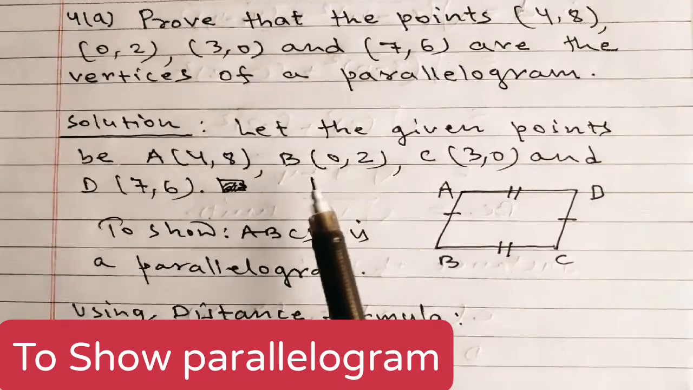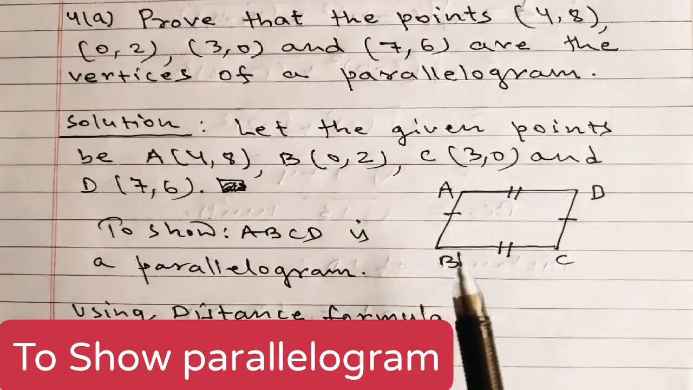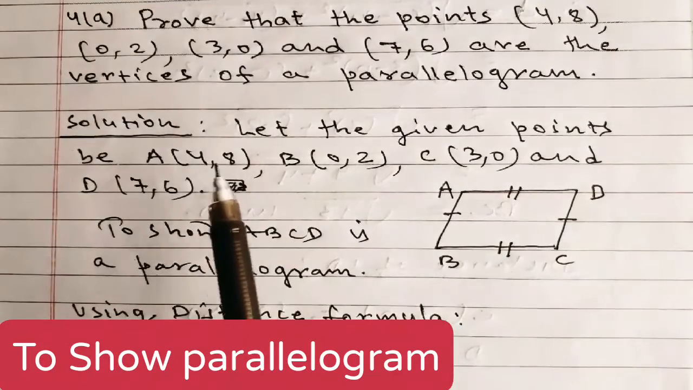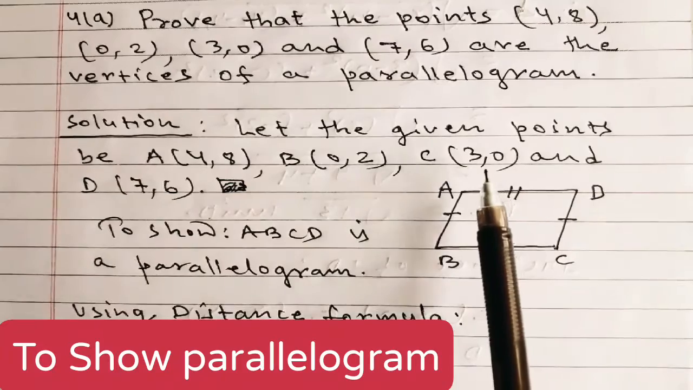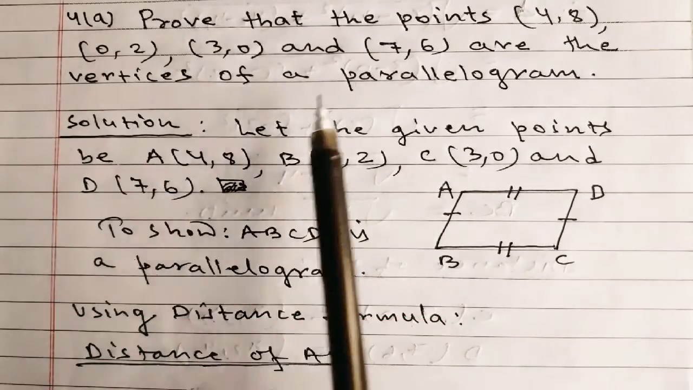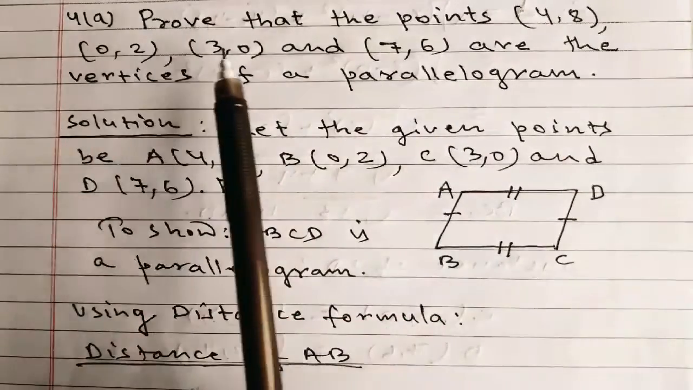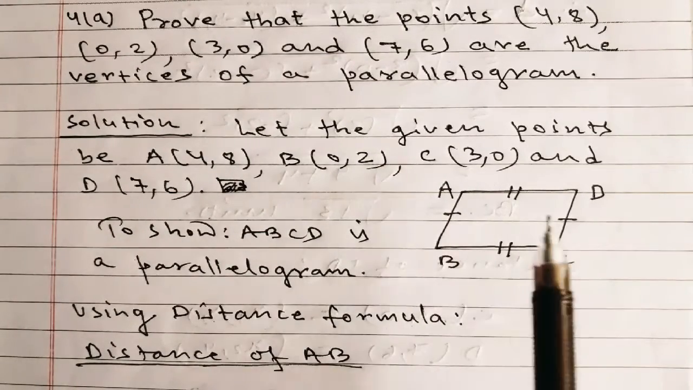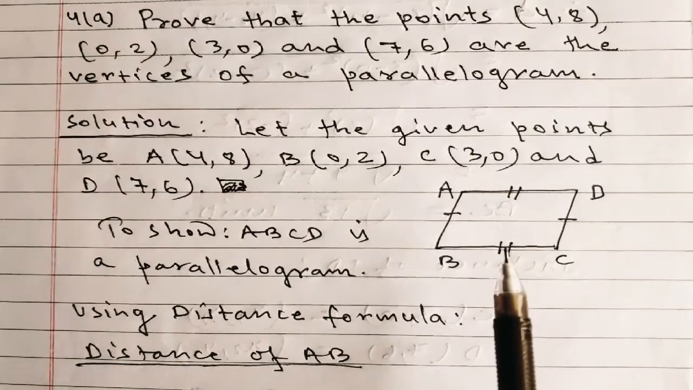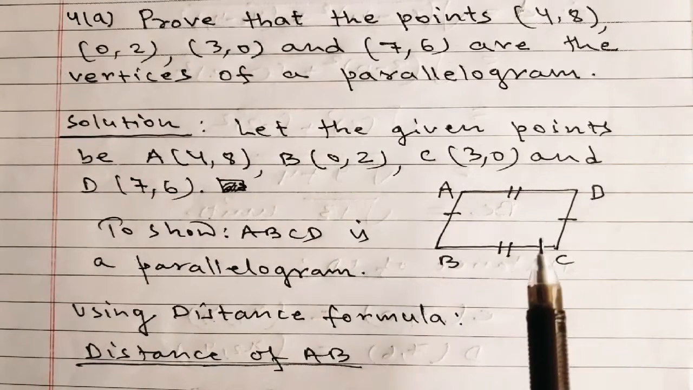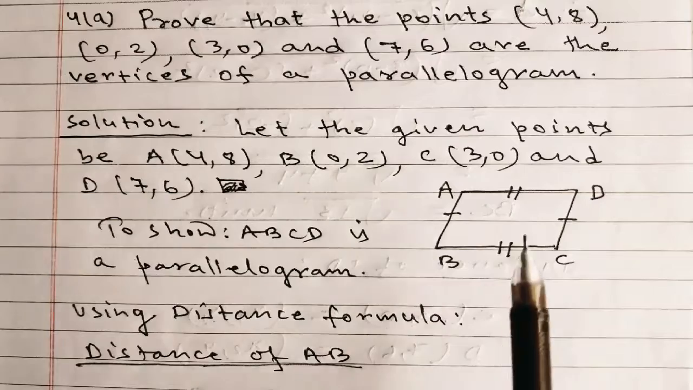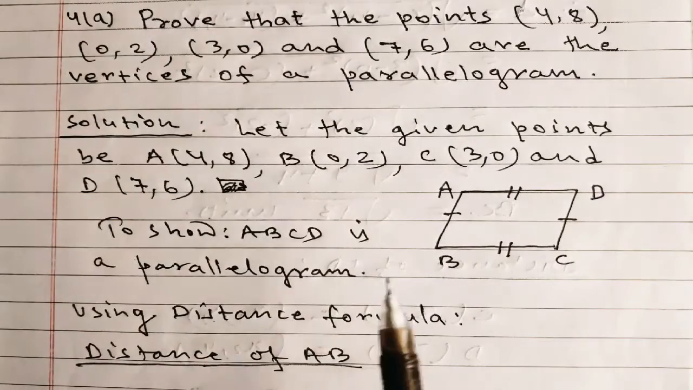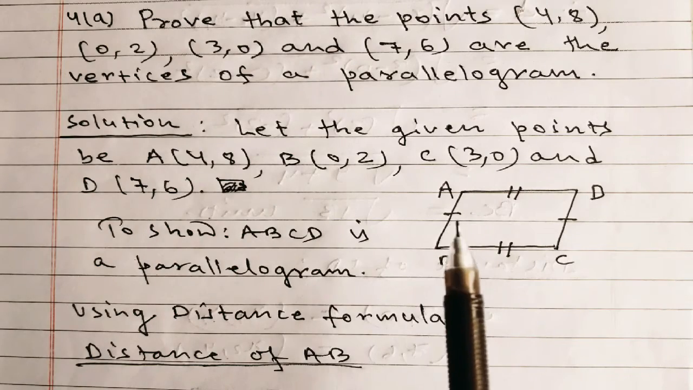To show the given 4 points are the vertices of a parallelogram, let the given points be A (4, 8), B (0, 2), C (3, 0) and D (7, 6). Now to show ABCD is a parallelogram, we have to show the opposite sides are equal. If the opposite sides are equal, then the 4 points will be the vertices of a parallelogram. So let's find out the length of AB.